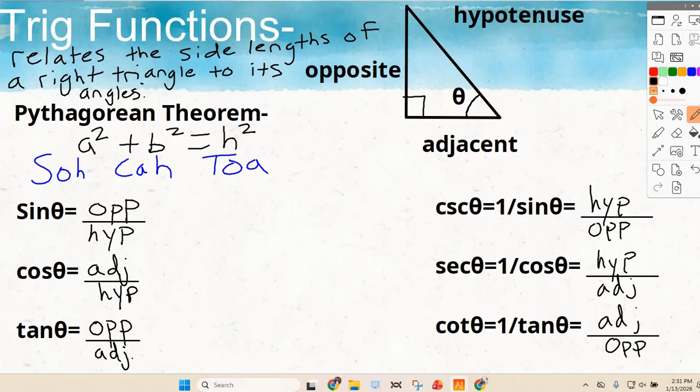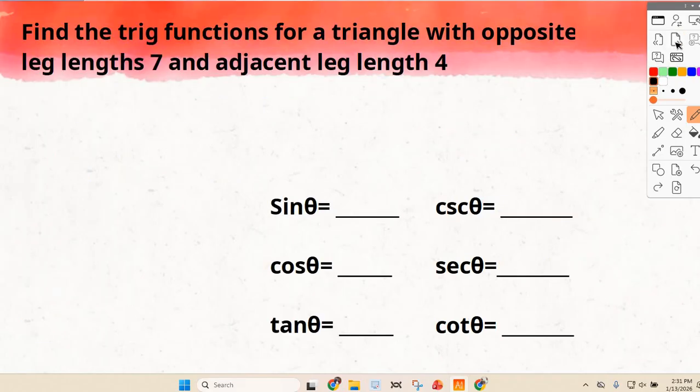So let's look at an example. Find the trig functions for a triangle with opposite leg length 7 and adjacent leg length 4. With a lot of these, it's helpful to go ahead and draw a picture.